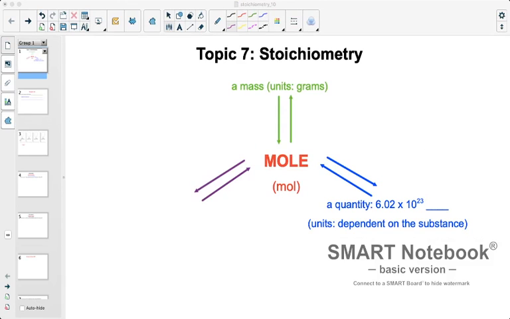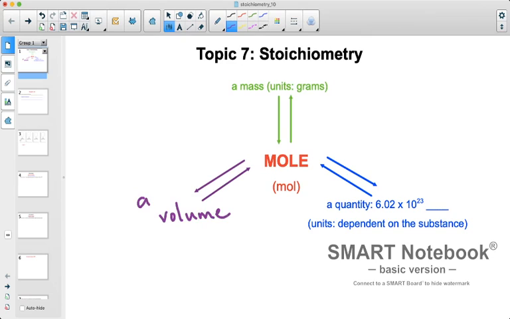Welcome everyone. Today we're going to be looking at the third definition of a mole. We already know that a mole can equal a mass. We know that a mole is equivalent to a very specific quantity. And now a mole is equal to a volume.